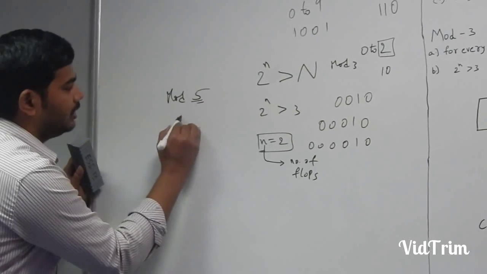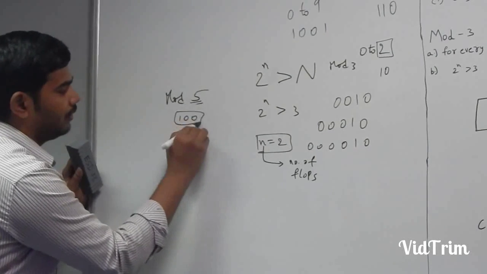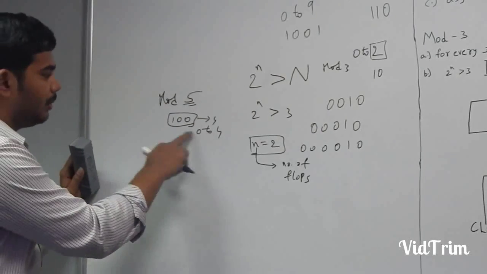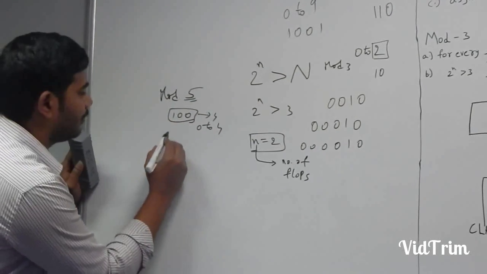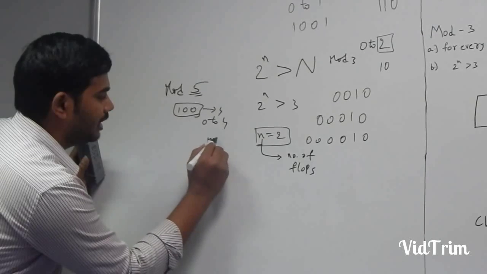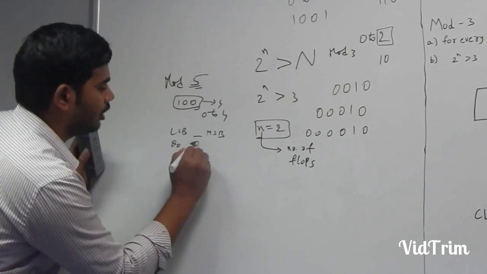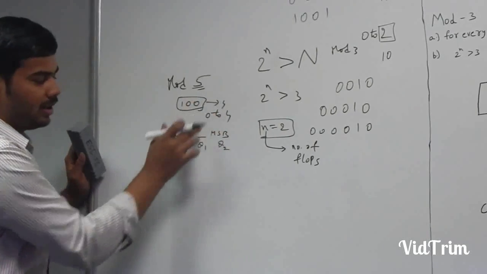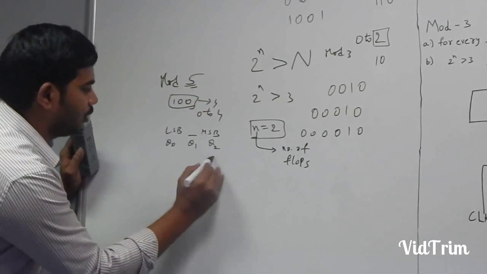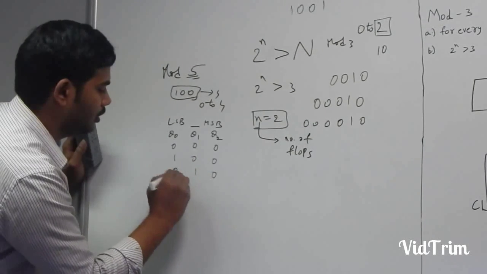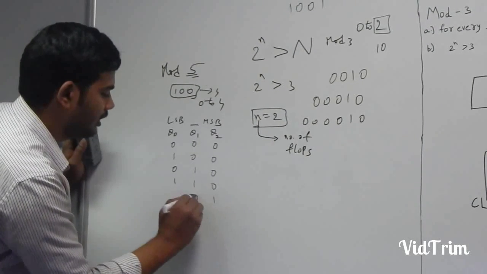So mod 5 requires 1 0 0 4. 0 to 4 it counts now. So obviously 4 minimum number of bits is 3. So I am taking MSB, middle bit and LSB. So Q0, Q1 and Q2. 3 bits are required, 3 bits I draw. So 0 0 0, 0 0 1, 0 1 0, 0 1 1 and 1 0 0.